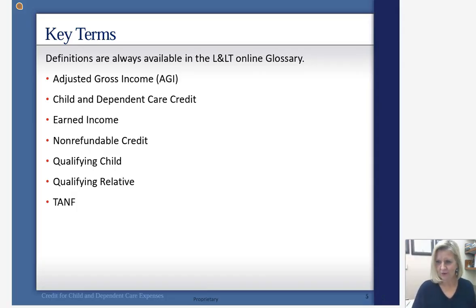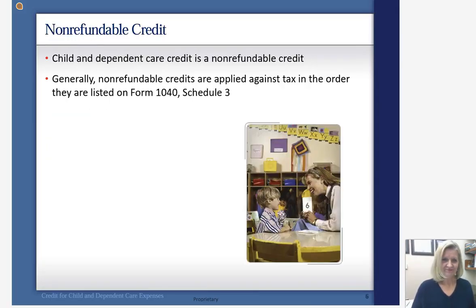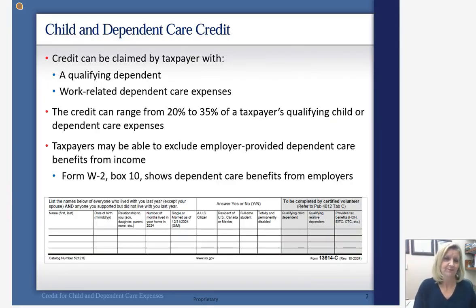All right, so the child and dependent care credit is non-refundable. It is applied against your tax bill, so it can reduce your tax bill down to 0, but if there is credit in excess of what your tax bill is, you can't get a refund for the difference. This credit can be claimed if you have a qualifying dependent and work-related dependent care expenses.